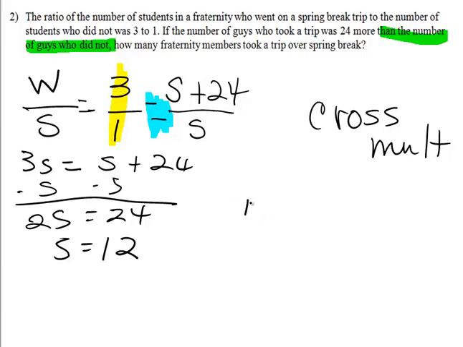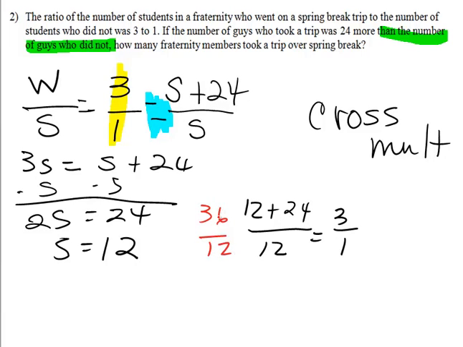And let's check it. Is it true that 12 plus 24 over 12 is the same as 3 to 1? Well, let's take a look. That's 36, and that's 12, and 12 goes into 36 3 times, so it does check. So again, go ahead and copy, and that's it for this video. Thanks a lot.